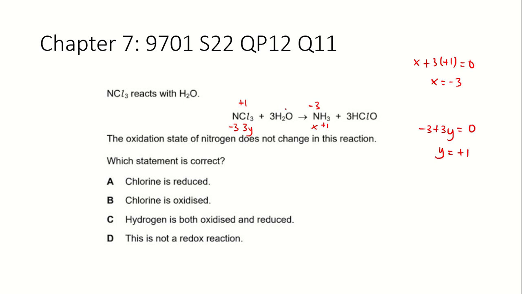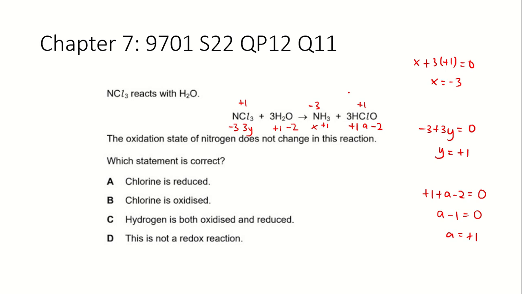Now let's go to the next reactant, H2O. Oxygen is usually negative 2. So obviously hydrogen here is plus 1. Plus 1 multiplied by 2, minus 2, is 0. So the next product is HClO. Oxygen is negative 2 again, hydrogen is plus 1. And chlorine here, let me put it as A. So plus 1 plus A minus 2 is 0. Then A minus 1 is 0. A is positive 1. So chlorine here is positive 1.